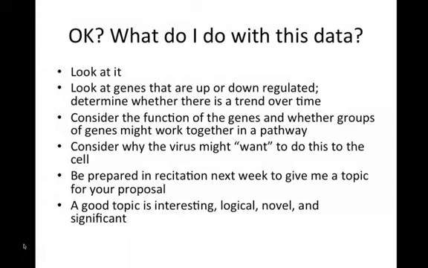Consider the function of the genes and whether groups of genes might work together in a pathway. Some genes are going to work together, and you might see, oh, these are all downregulated together. Oh, that's really interesting. Or, this one's downregulated, and it works with these other genes that aren't affected. Does that mean anything? Those are the really interesting stories.